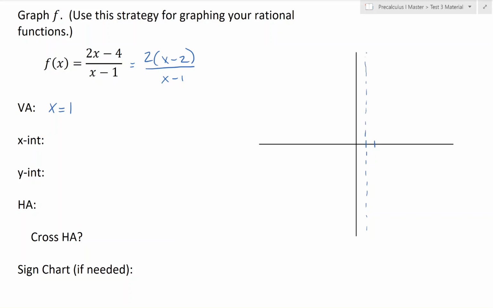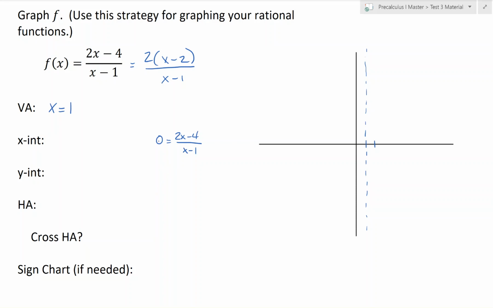An x-intercept, remember how you find x-intercepts is to make the y 0. So we can come over here, 0 equals 2x minus 4 over x minus 1. The way we would solve that is to multiply both sides by x minus 1.